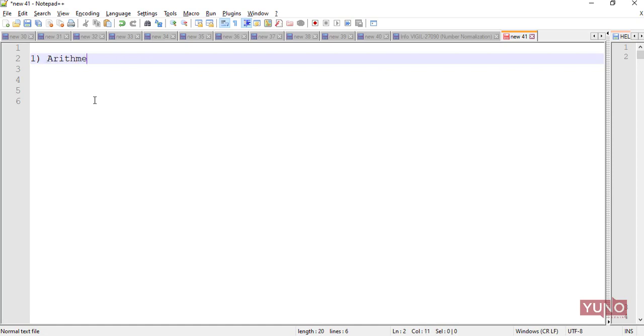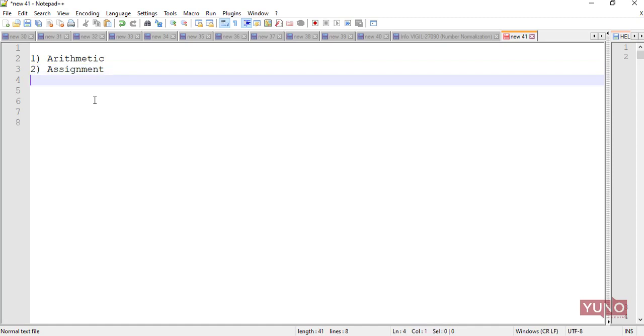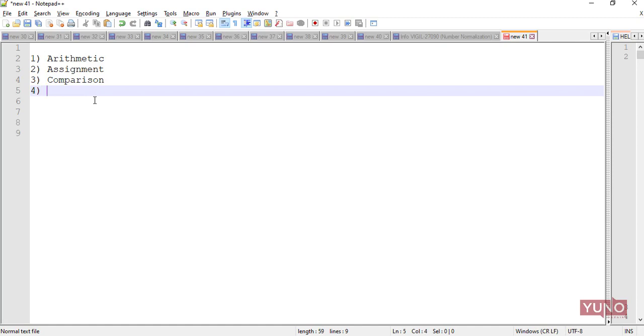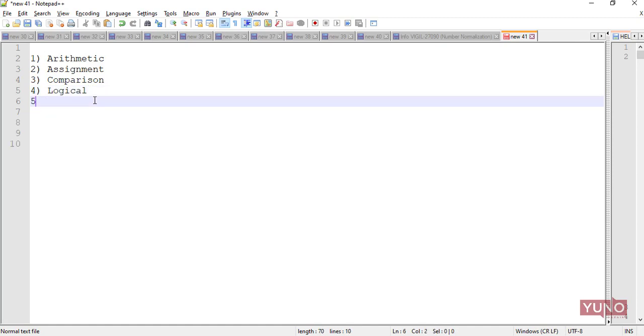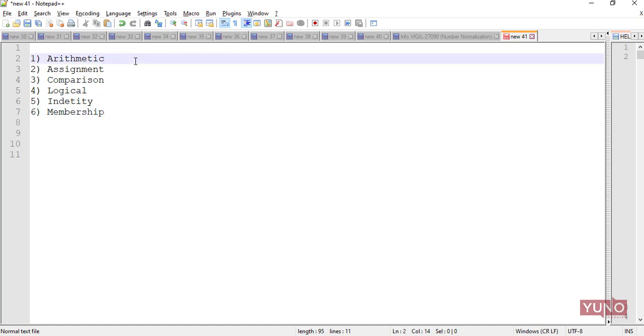So basically the first type of operator is the arithmetic operator. Second we can discuss the assignment operator, and the next I will tell you about the comparison operators, and fourth the logical operators, and fifth the identity operators, and the last one I will tell you about the membership operator. So these are the basic types in the Python programming language.